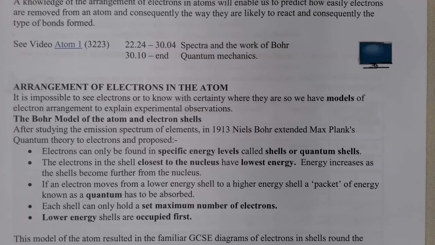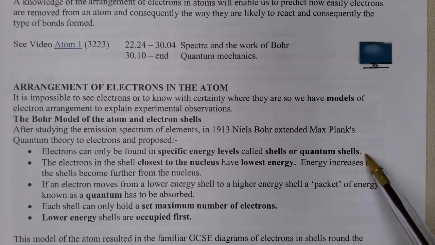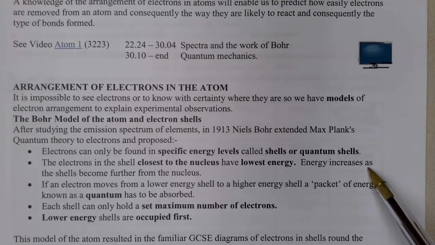So we're looking at the arrangement of the electrons in the atom, and we're on page 1 of your notes. So electrons can only be found in these specific energy levels. We call them quantum shells. They fill up from the shell closest to the nucleus first. The reason they do that is the shell closest to the nucleus has the lowest energy, and as the shells get further from the nucleus they gain energy. If an electron moves from a lower to a higher energy level, it has to absorb a particular quantum of energy. Likewise, if it drops from the higher energy level to the lower, that quantum of energy is released.